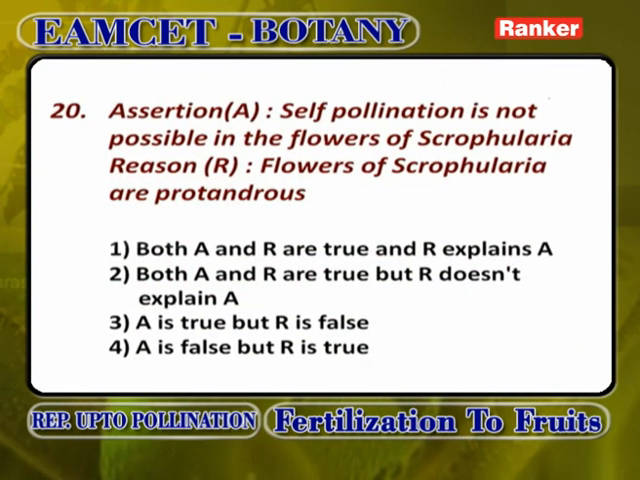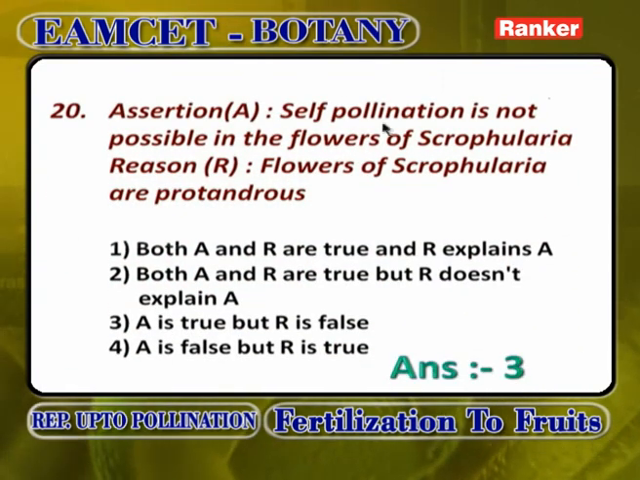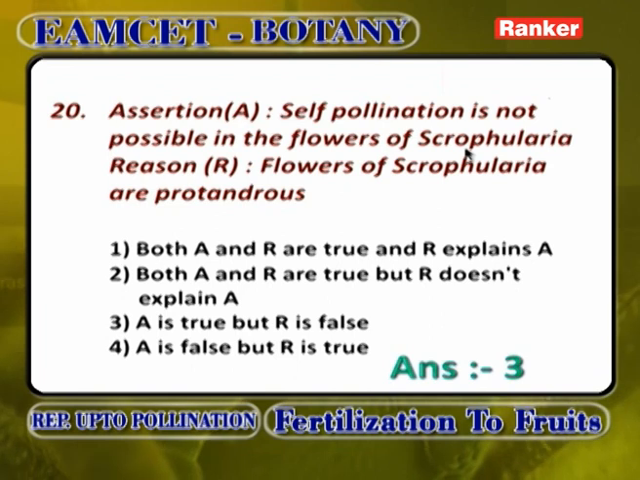Now, self-pollination is not possible in the flowers of Scrophularia. Just now I told Scrophularia shows bisexual flowers with protogynous condition. Protogynous condition means it has to produce bisexual flowers, but gynoecium matures much before androecium.